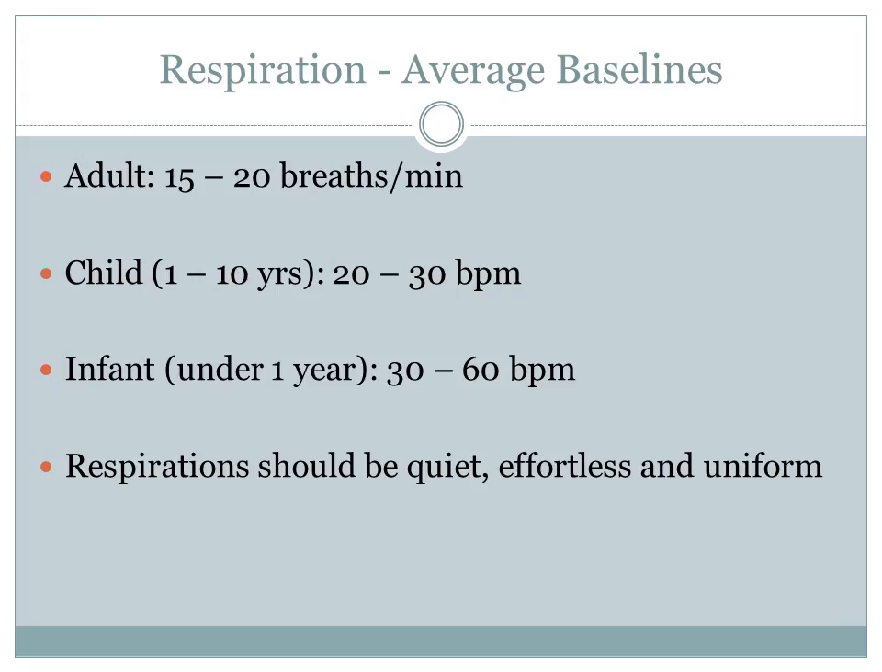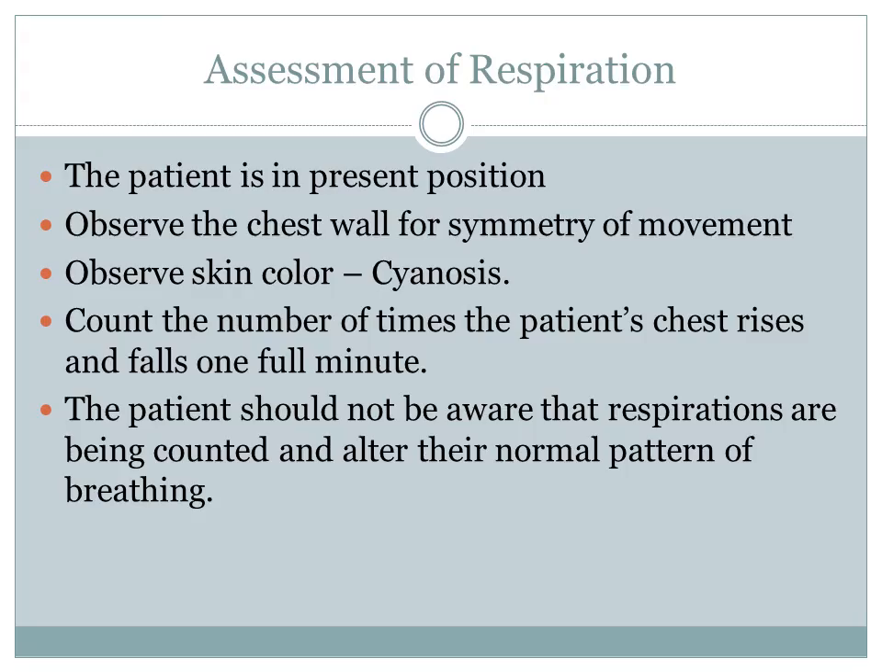Respiratory average baselines. Adult is 15 to 20 breaths per minute. A child 1 to 10 is 20 to 30 breaths per minute. An infant under 1 is 30 to 60. Respiration should be quiet, effortless, and uniform.